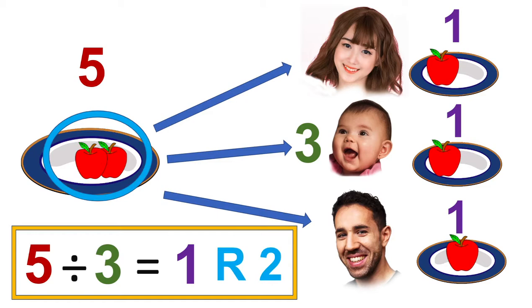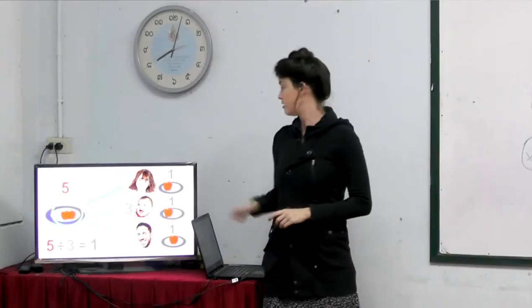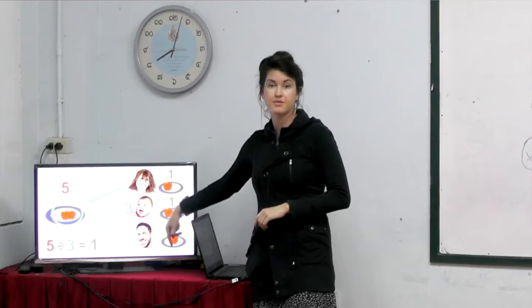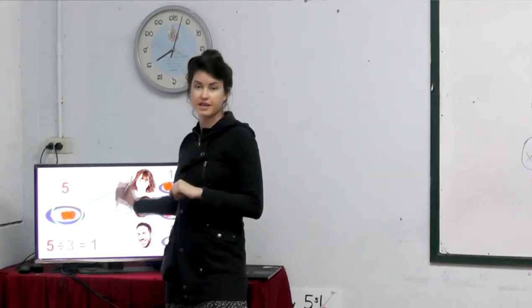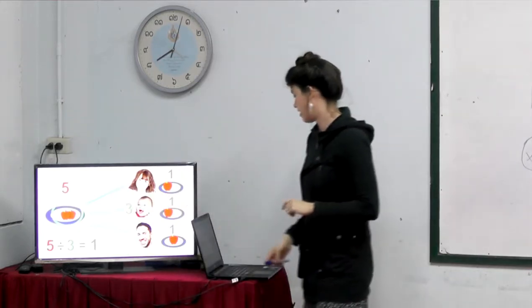So we would write this as 1R2, because everybody gets 1, which is the equal groups. And then we have 2 left over that we can't fit into those equal groups. So we call that our remainder.